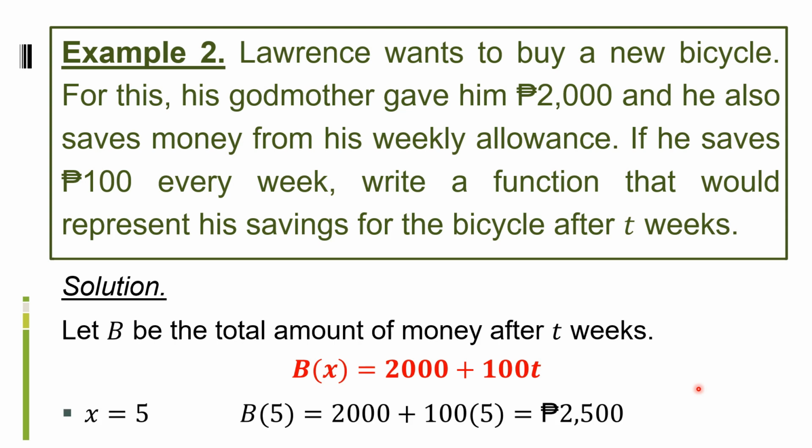So kunwari, after 5 weeks, ilan na ang kanyang na-save? So we have B of 5 is equal to 2,000 plus 100 times 5, so that is 2,500.